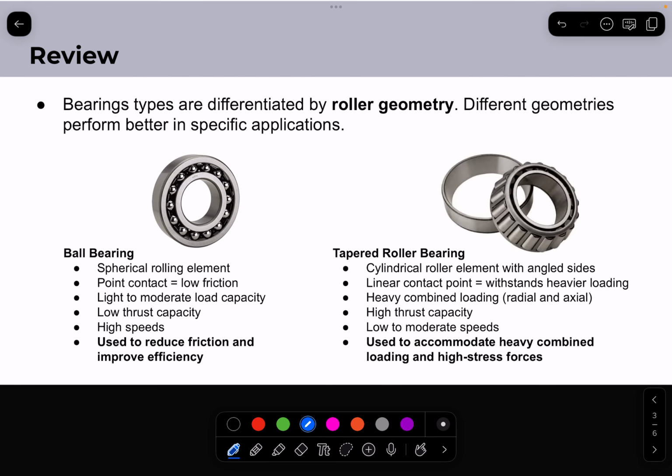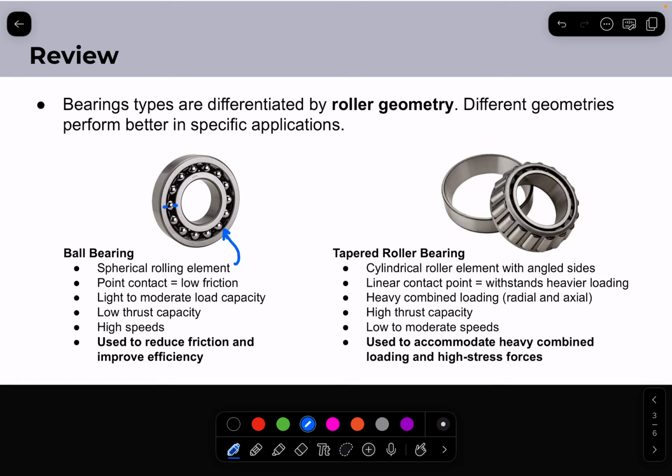Here's an example of bearing applications, and these are the two that will likely be referenced on the exam. Bearing types are differentiated by the roller geometry, and different geometries are selected to perform better in specific applications. So here on the left we have the ball bearing. The roller elements, right here, are spherical shaped. That means they have a point contact, which means that where the bearing interfaces with each of the inner and outer rings is just going to be a single point.